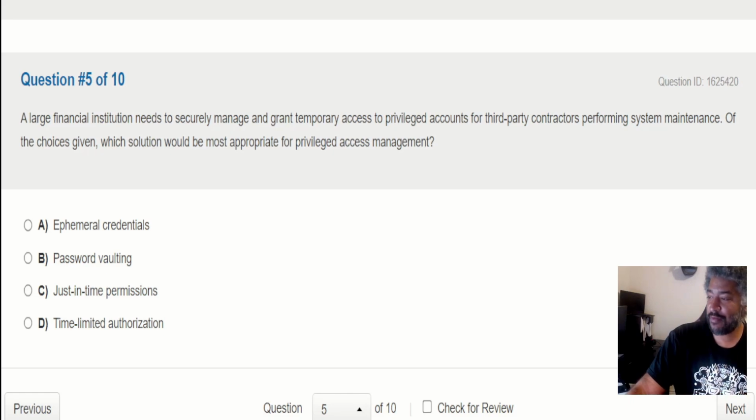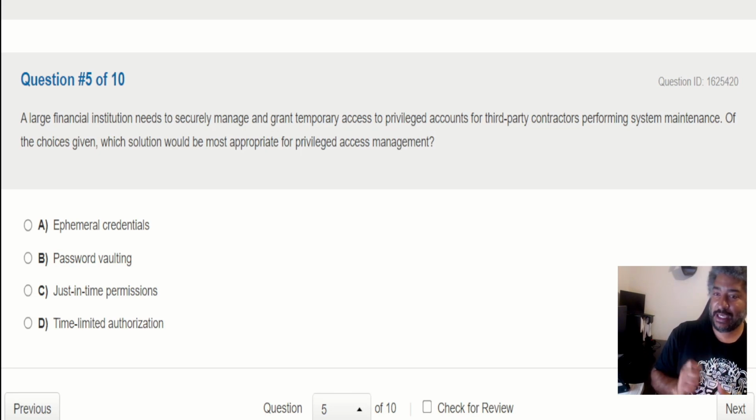So right off the bat, we should be able to remove password vaulting, because this is more about being able to securely manage passwords, and that's not what we're doing. We're trying to give them limited access. So that one right there, you strike it out, and you get a 75% chance automatically.